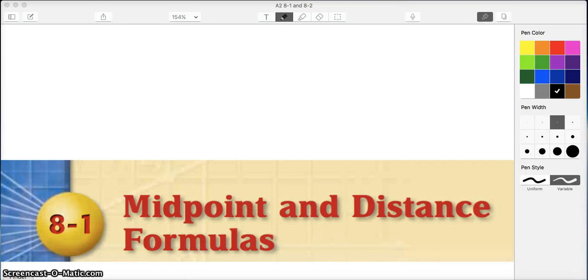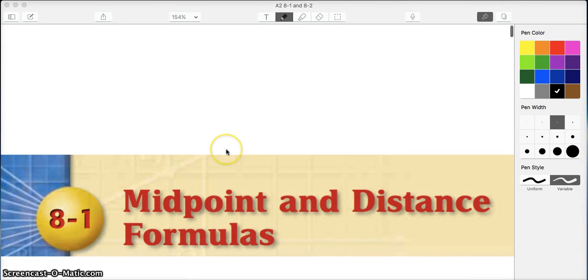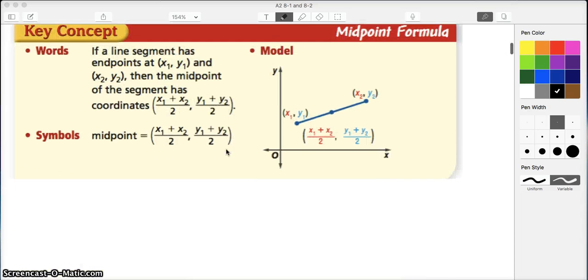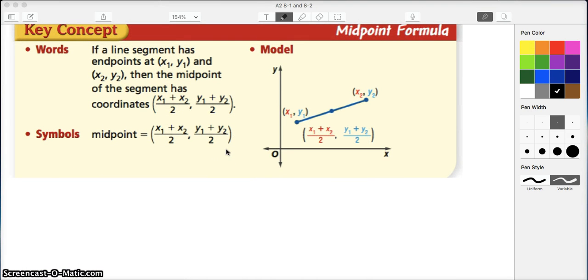Hey friends, today we're going to talk about the midpoint and distance formulas. All right, so here in section 8.1, we have a concept of the midpoint.